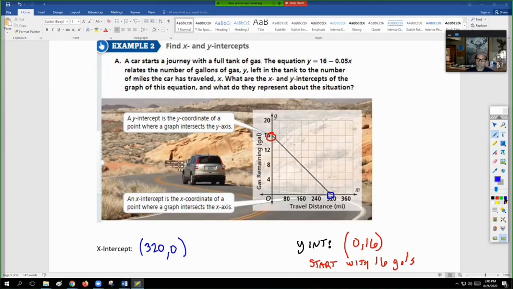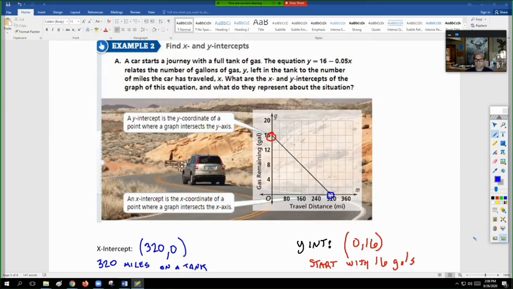Now, what does 320, 0 mean? Well, 320 is miles, 0 is gallons in the car. So if we don't have any gallons in the car, we got 320 miles, so we can go 320 miles on a full tank. I'm assuming they filled the tank up all the way.